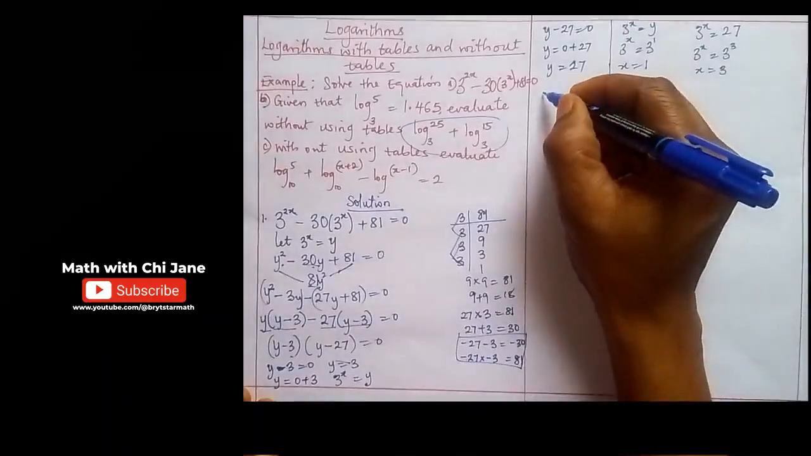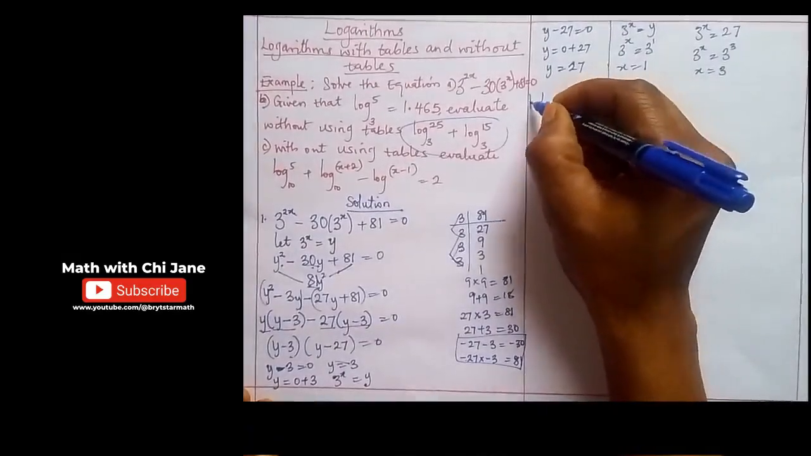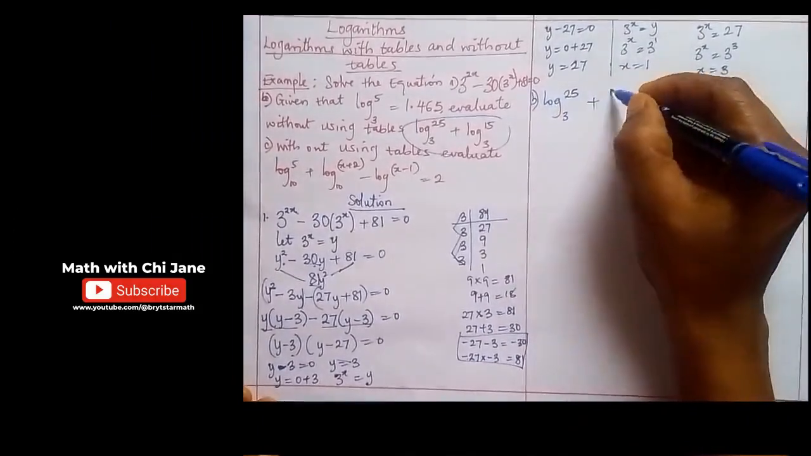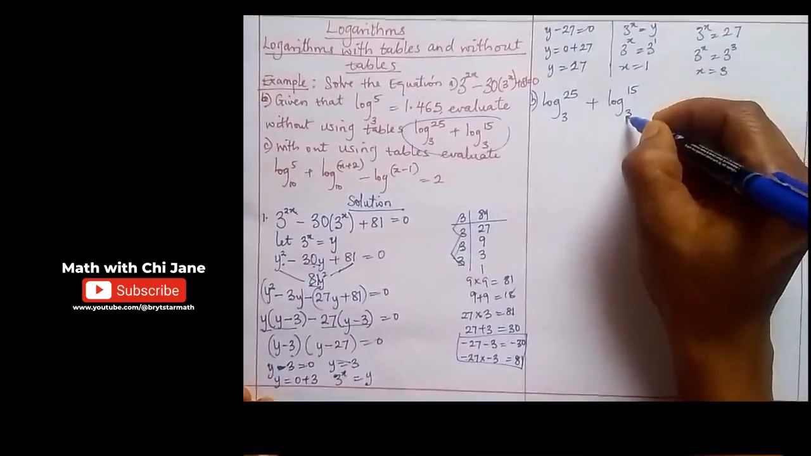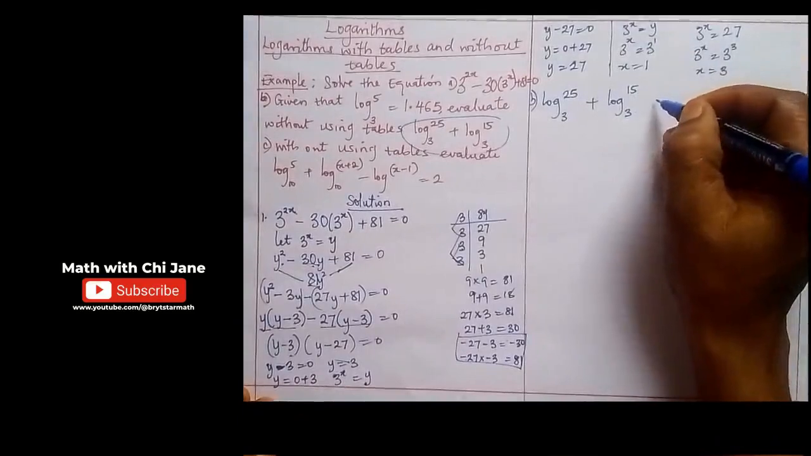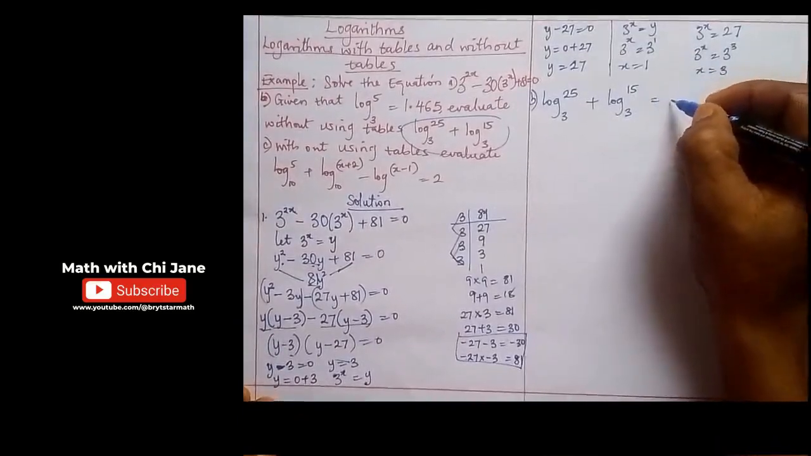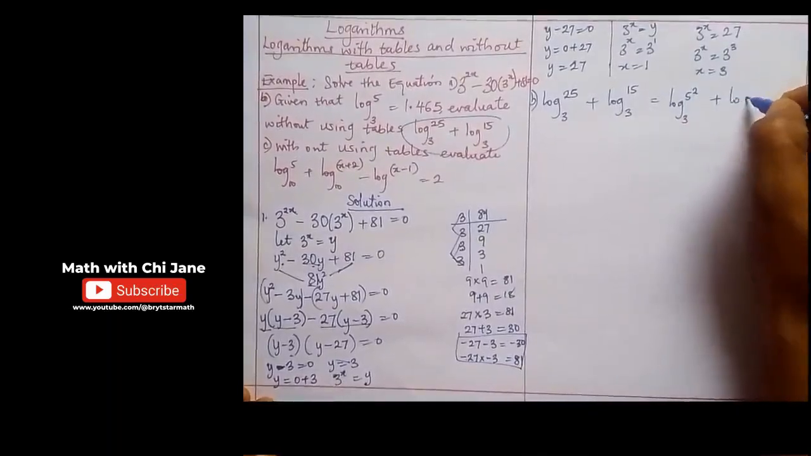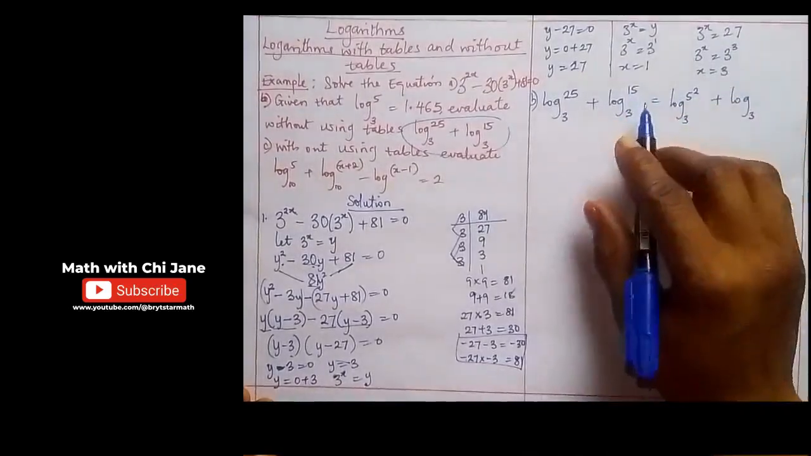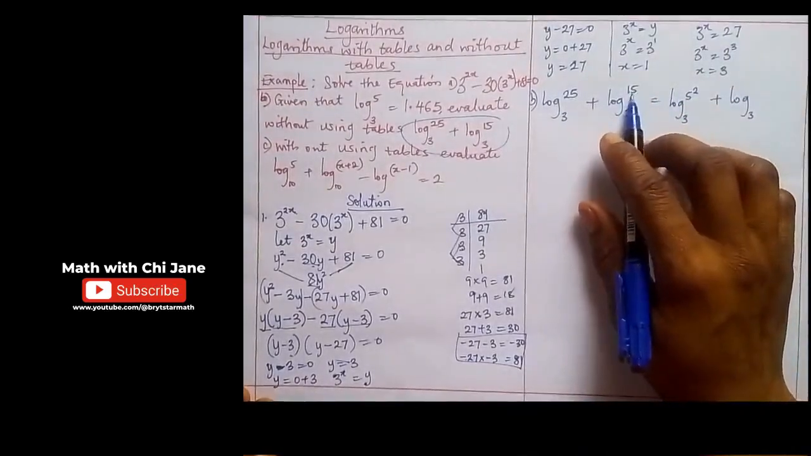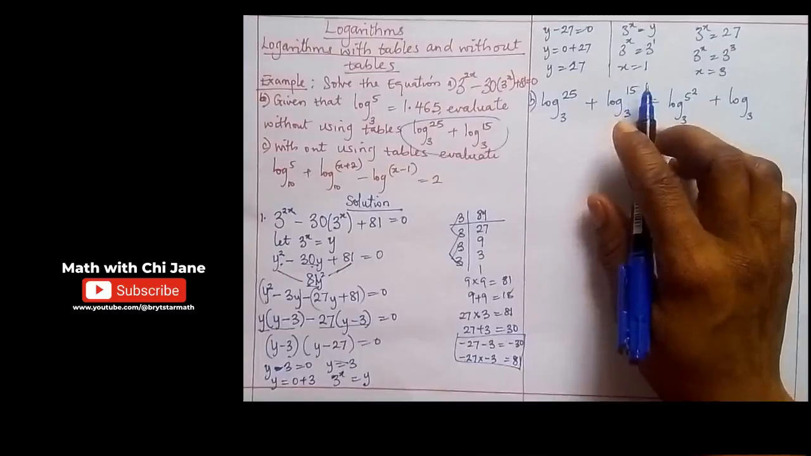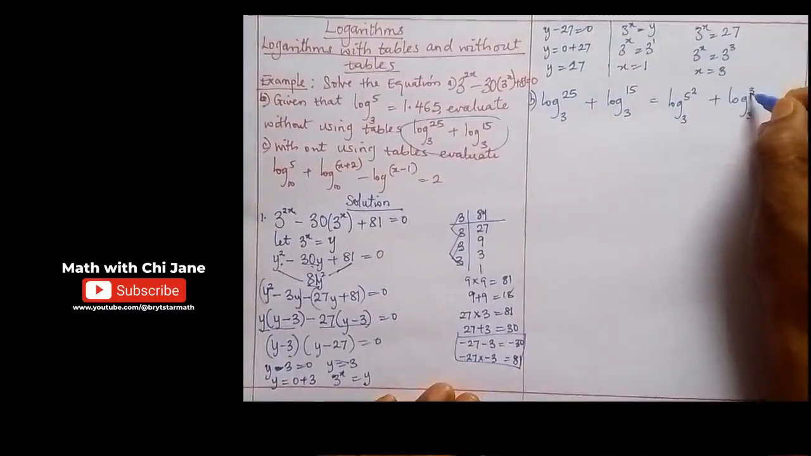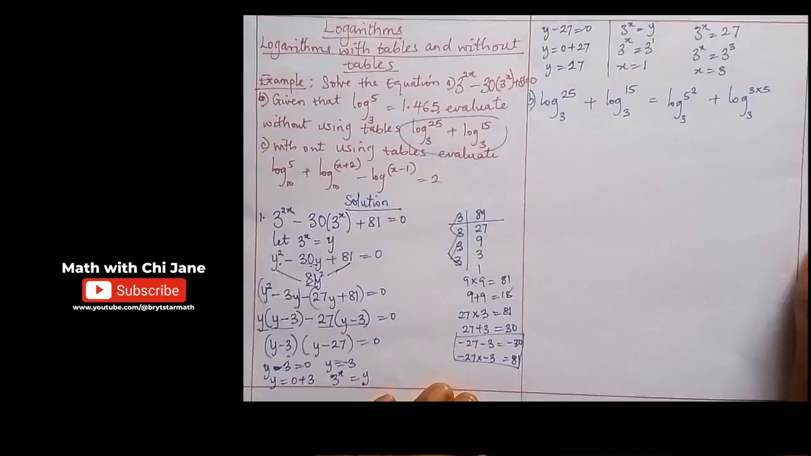Okay, the B part: log 25 base 3 plus log 15 base 3. So this becomes log base 3 of 5 raised to the power of 2, plus log base 3 of 15. There's no number that we can raise to a power, or that can multiply itself, to give you 15. But 3 times 5 will give us 15.